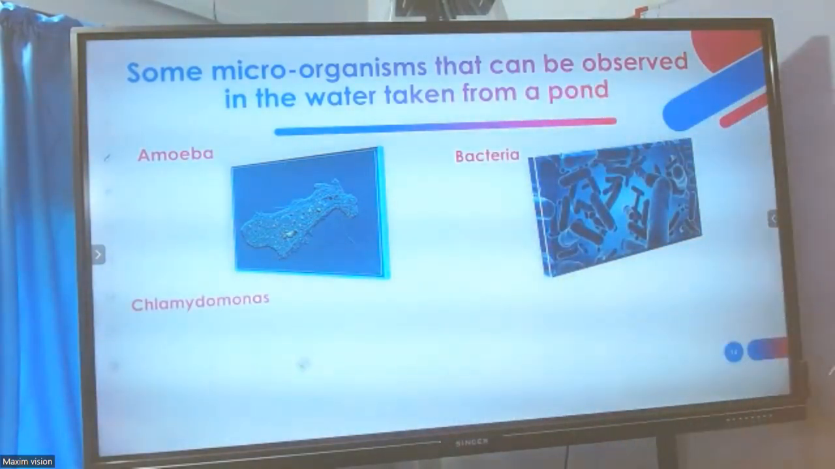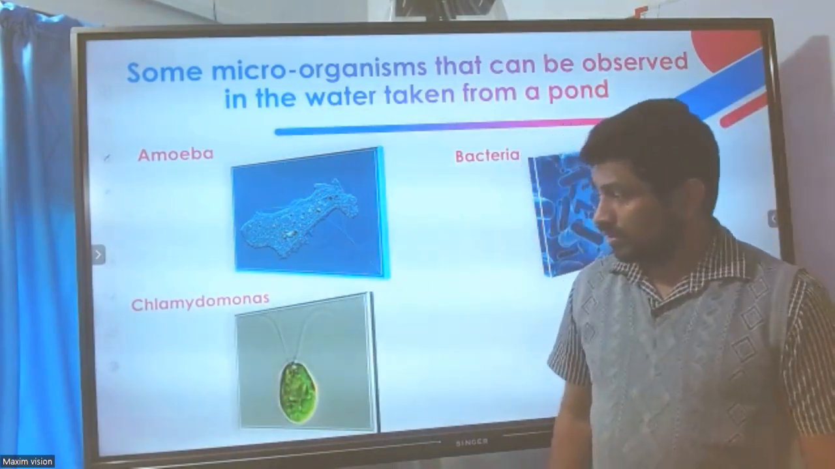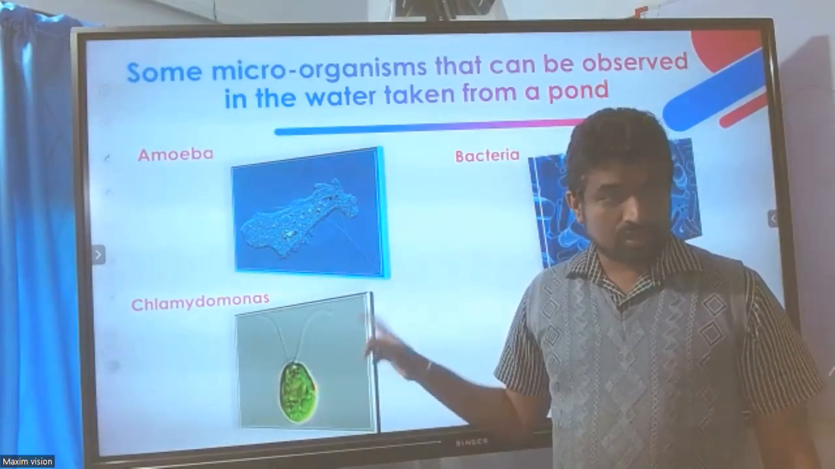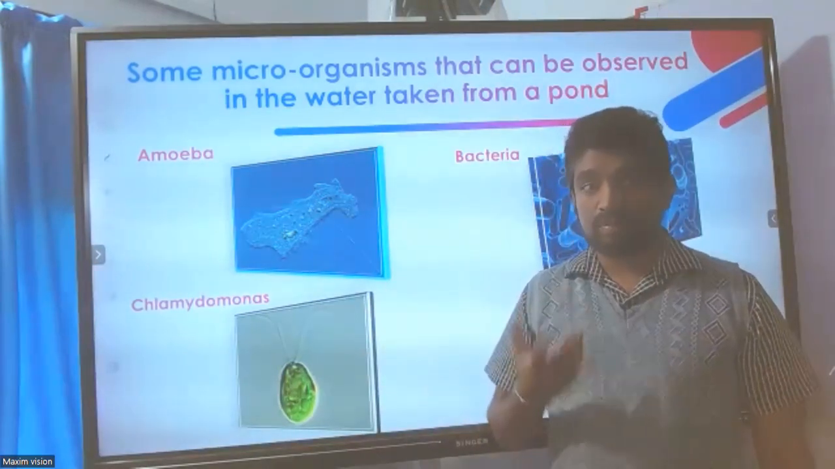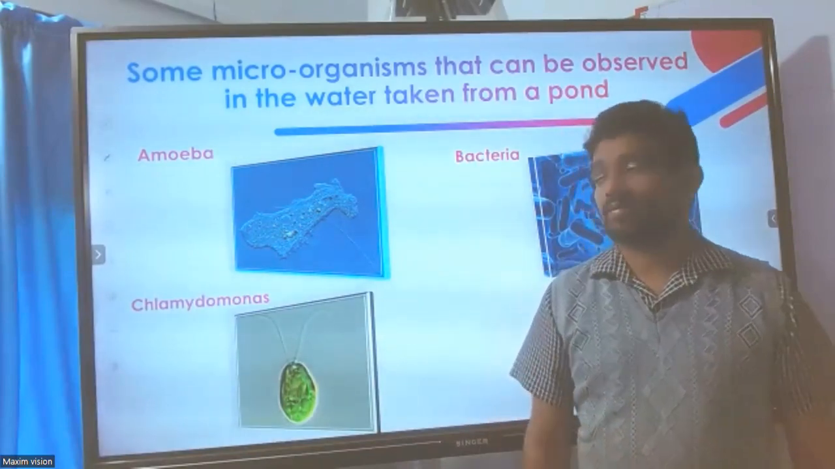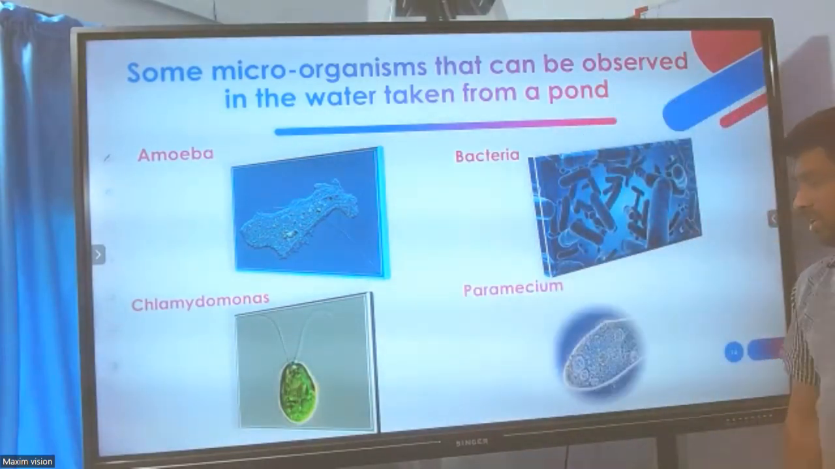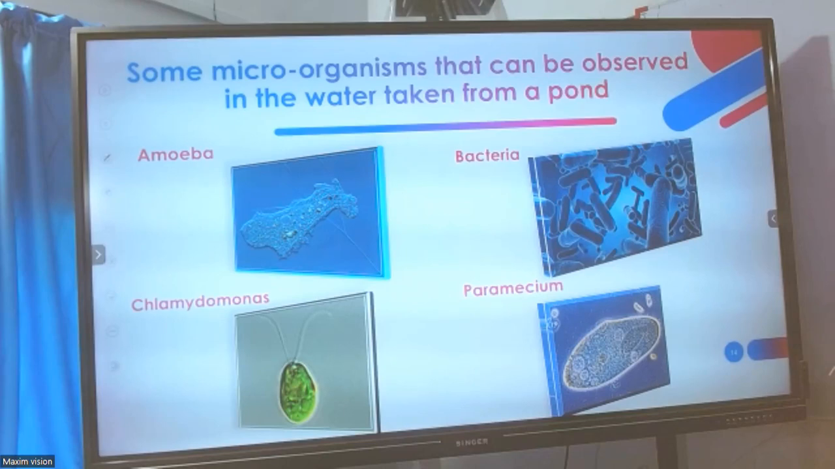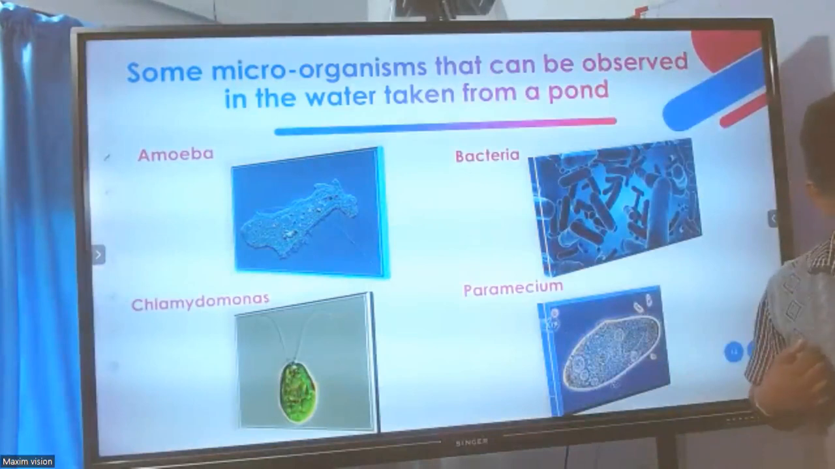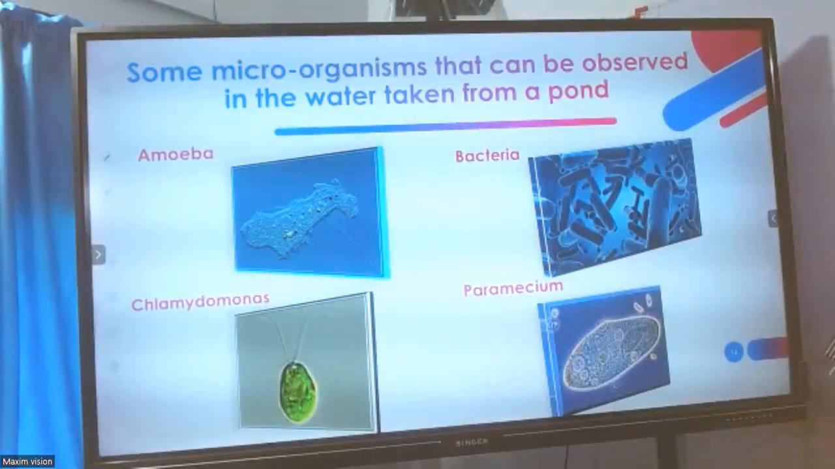Right. Number three, Chlamydomonas, a kind of algae. What is that? Chlamydomonas. Yes, you can remember the spelling. Chlamydomonas. And the other one we call paramecium. What is that? Paramecium. Now within the diagram here, you can identify paramecium. This is amoeba, this is paramecium.